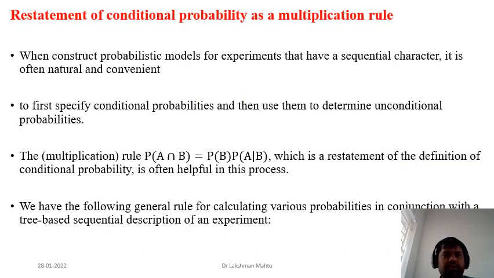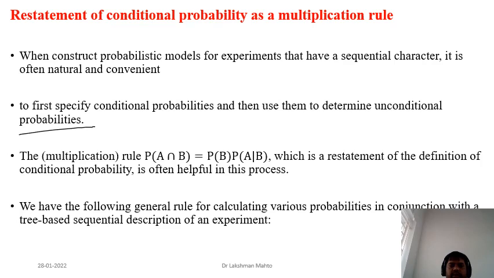Now coming to restate the definition of conditional probability. We construct a probability model for an experiment. When we have a sequential character, it is often natural and convenient, meaning something happening in a nested way, to always approach with sequential criteria. So what we do is first specify conditional probabilities, then use them to determine unconditional probability. Based on the given partial information, we first calculate conditional probability, then we calculate unconditional probability.